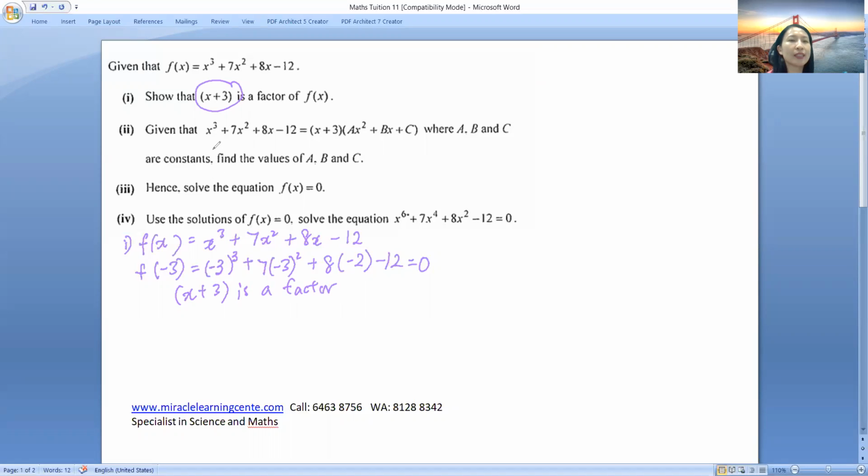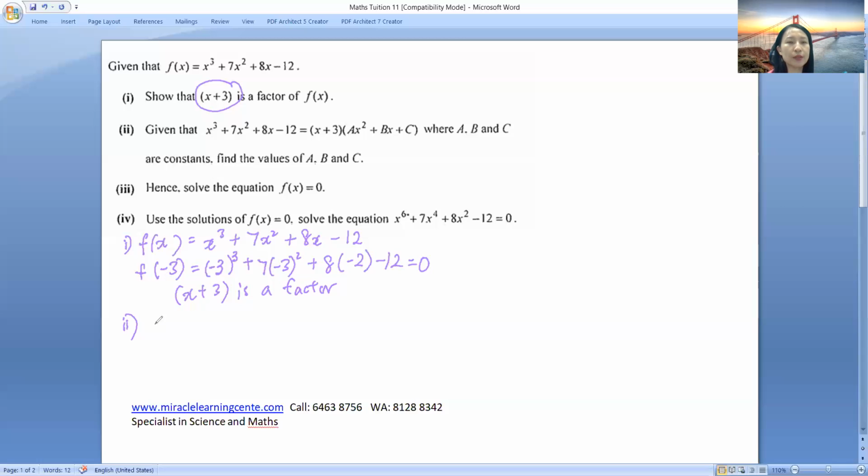Next, given that this equation equals x plus 3, which I have confirmed is a factor, times this quadratic, where a, b, c are constants, find the values of a, b, and c. So for part 2, we'll compare these two equations and their coefficients. Then by comparing the coefficients, we can get the answer for a, b, and c.